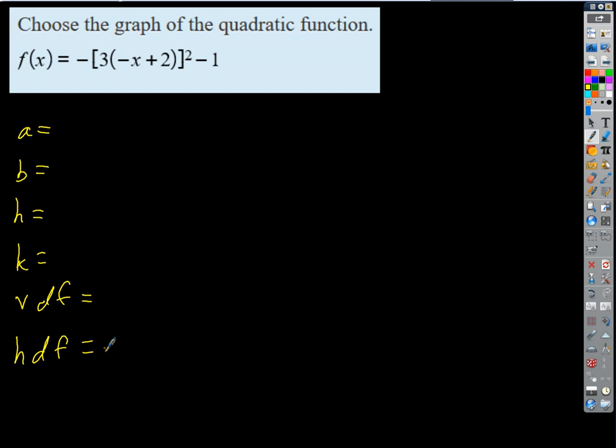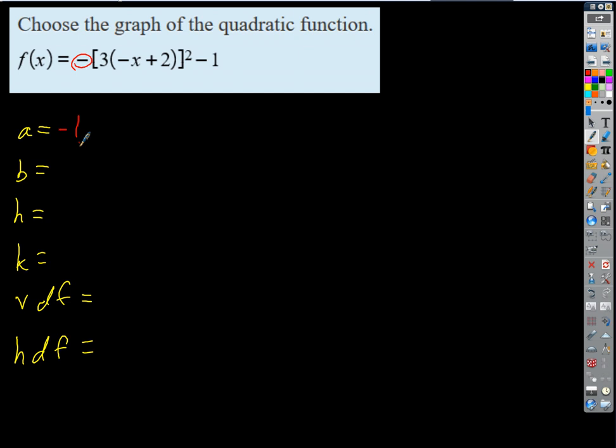Audrey, tell me one of those parameters. -1. Which one's that? The very first one. It's A. Good. So what's out in front? Good. This is telling us right here that A is -1.